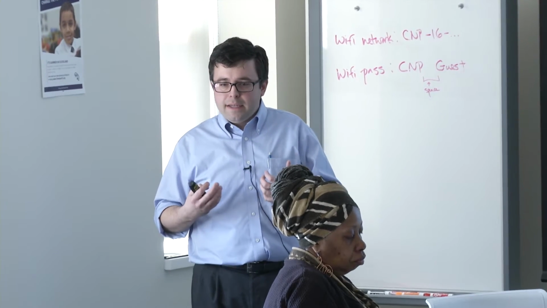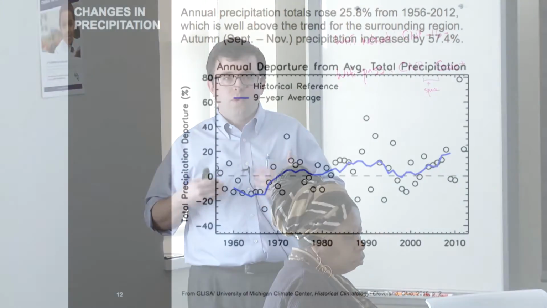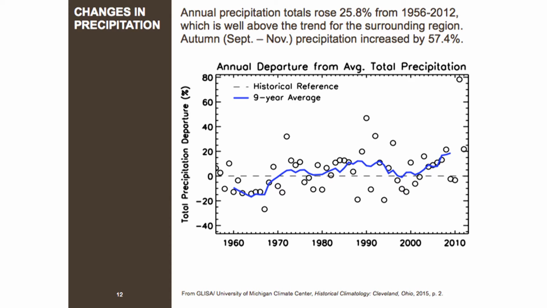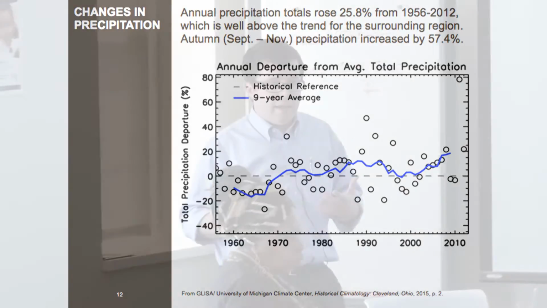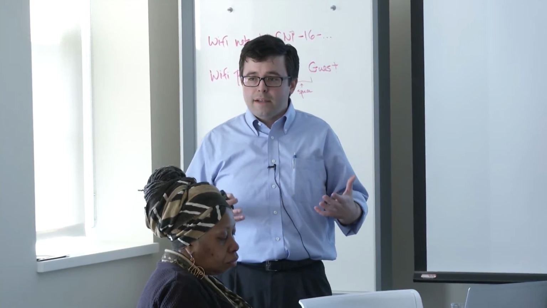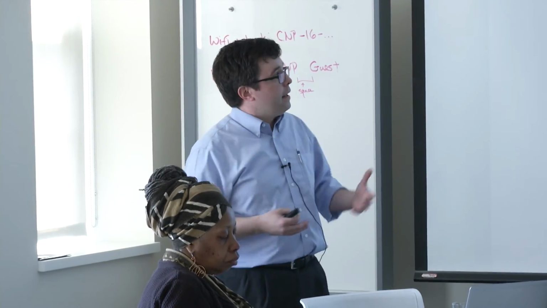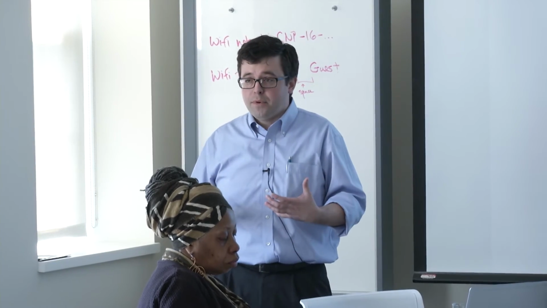I think the most shocking statistic I saw was that the total amount of precipitation that we have in Cleveland has increased by 25.8% since the mid-1950s. And most of that precipitation is actually now occurring in the fall. And a lot of that is coming as more lake effect snow. And that's actually increased close to 60%.